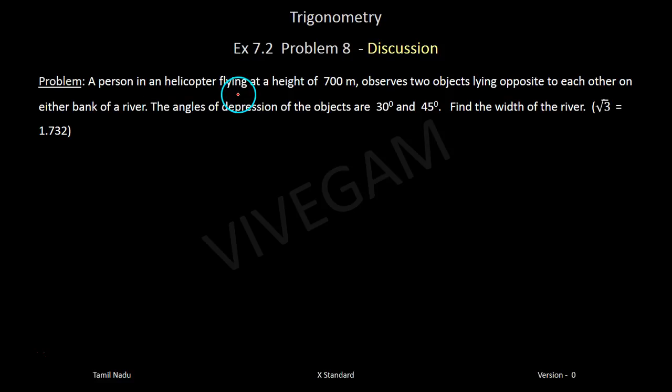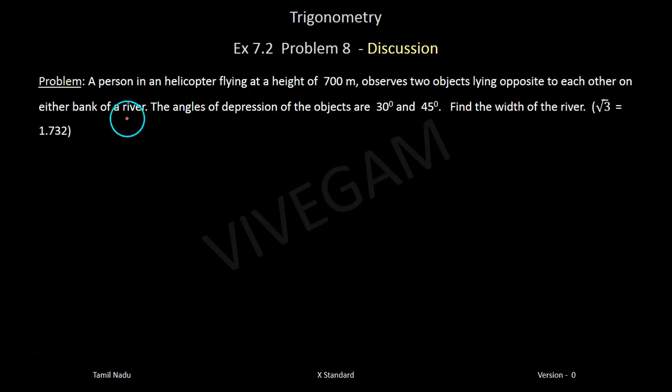A person in a helicopter flying at a height of 700 meters observes two objects lying opposite to each other on either bank of a river. The angle of depression of the objects are 30 degrees and 45 degrees. Find the width of the river. Root 3 equals 1.732.